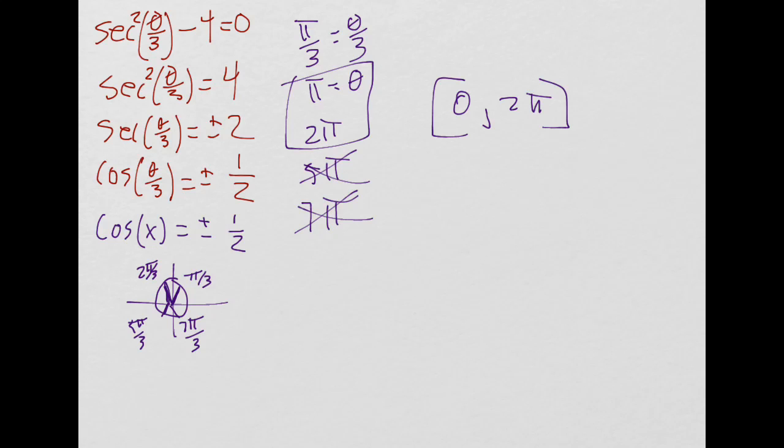And we're done. If it was different, if it said, say, cosine of 3 theta equals plus or minus 1/2, it'd be the same idea, but you'd be dividing. Same rules apply.